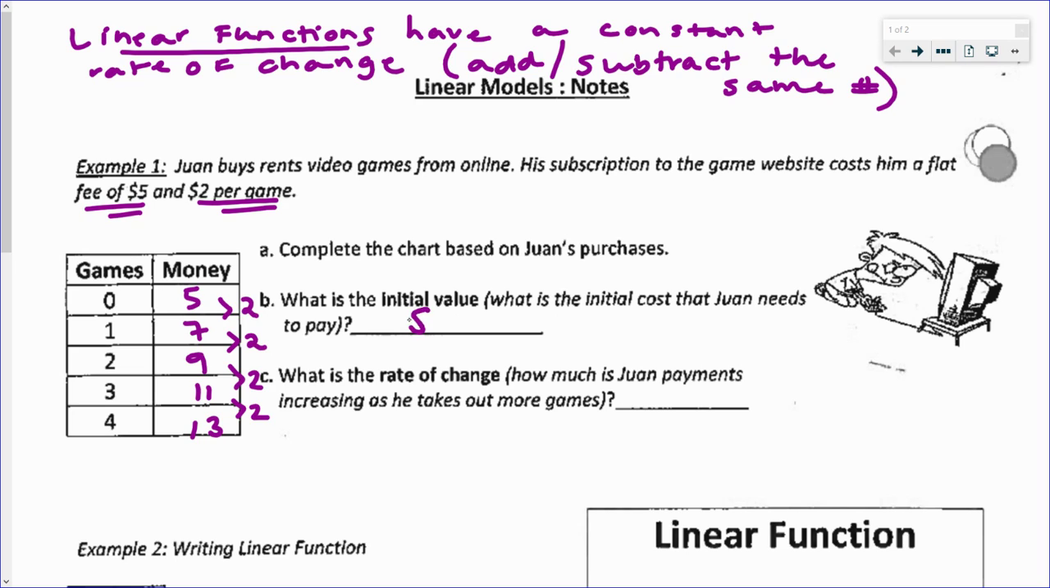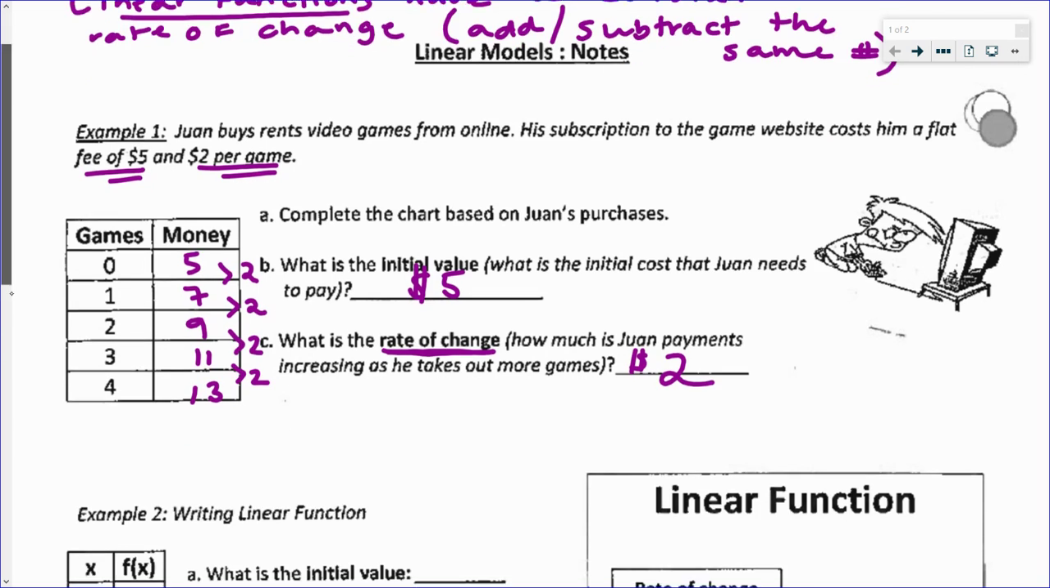So the initial value for him is the $5, how much it originally cost him. Rate of change is the important vocab word for this, and that is what he's paying each time. How much is it increasing per game? And that's $2.